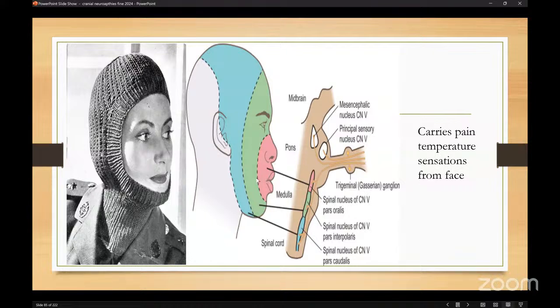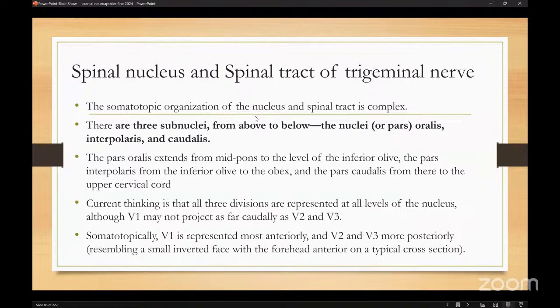Okay, so suppose there is a syrinx which is coming from the cervicomedullary junction. The first part that can get affected is the pars caudalis. So that is the reason there can be central sparing and involvement of the peripheral sensation of the face. Okay, this is called the balaclava phenomenon.